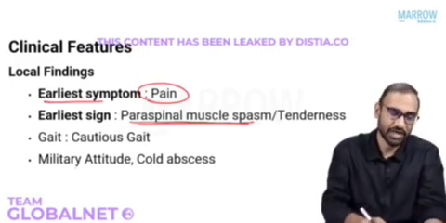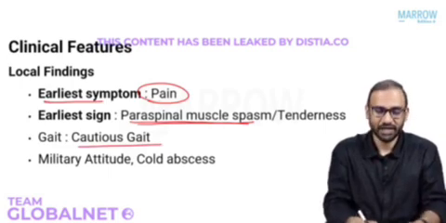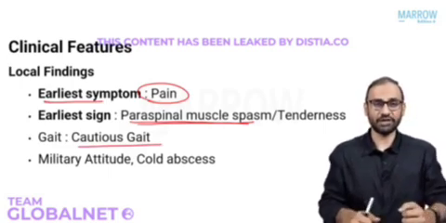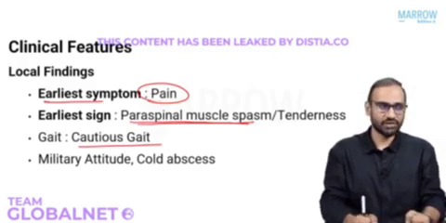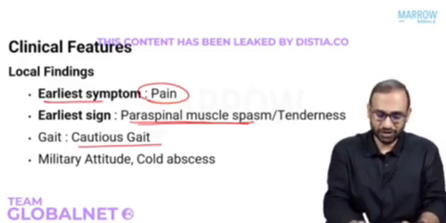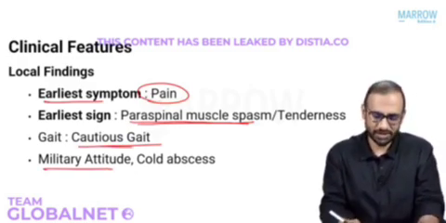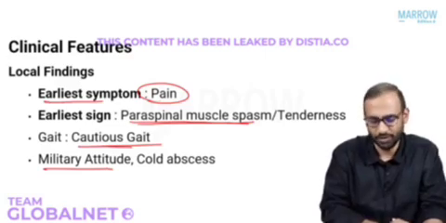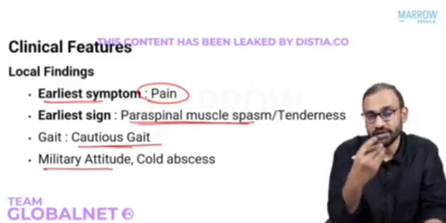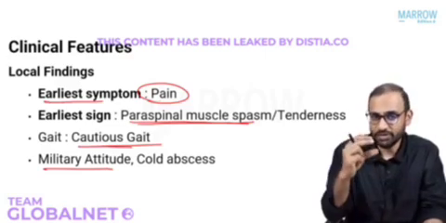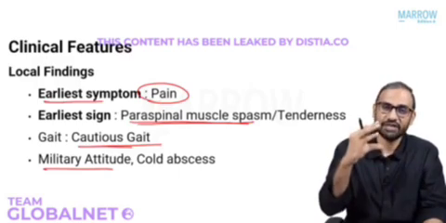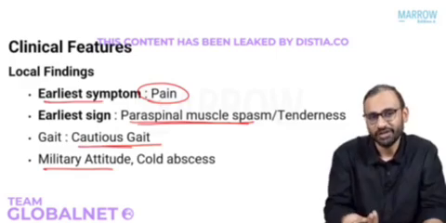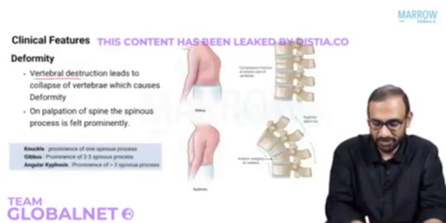Right? Because of tuberculosis. So patient will have a very cautious gait. He will have a military attitude. What is military attitude? He'll be sitting erect and straight without moving, and he will turn around very slowly and carefully, and he will have a cautious gait. Cold abscess, yes, it's an abscess that will be seen in tuberculosis. What else? There will be destruction of this vertebrae, right? And because of this destruction of the vertebrae by tuberculosis, there will be vertebral collapse. And when there will be vertebral collapse, there will be a deformity. What are these deformities? Vertebral destruction leads to collapse of the vertebrae, which causes deformity.